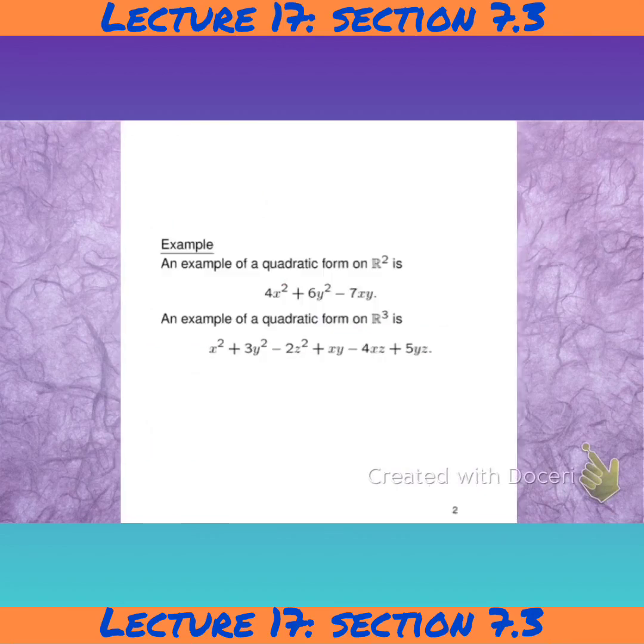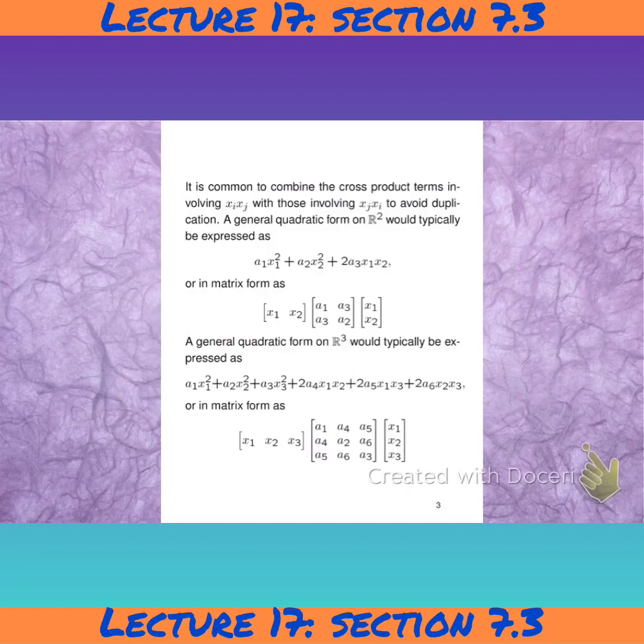So here we've got two examples of quadratic forms. These are well known functions in R2. So there we've got a quadratic form, and we've got a quadratic form in three variables. Obviously, just one note that the term xi xj is the same as the term xj xi. So we combine these terms to avoid duplication. Okay, so that form there as an example.